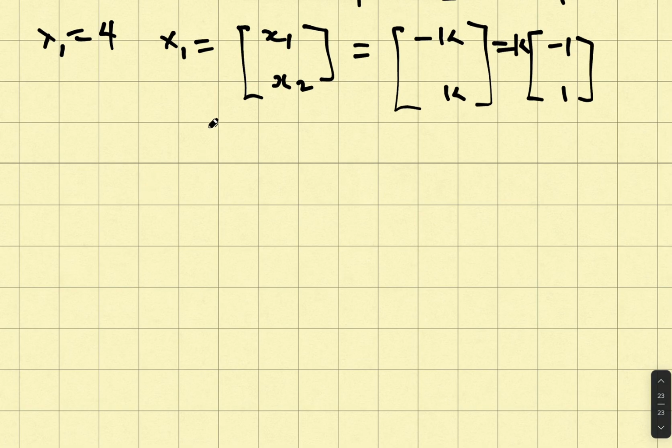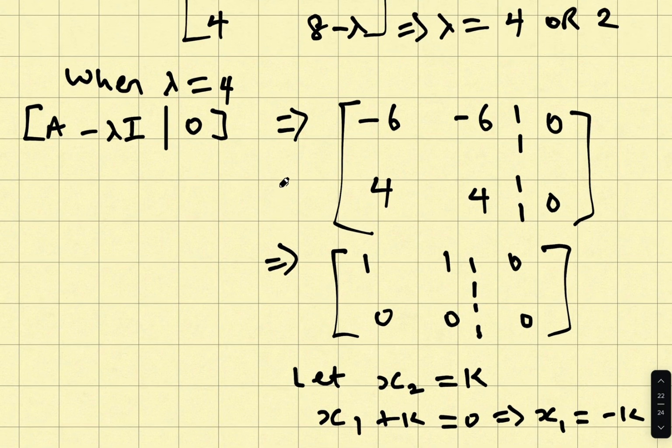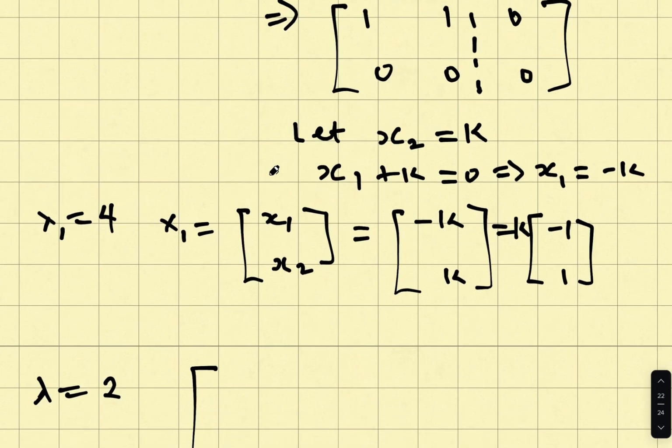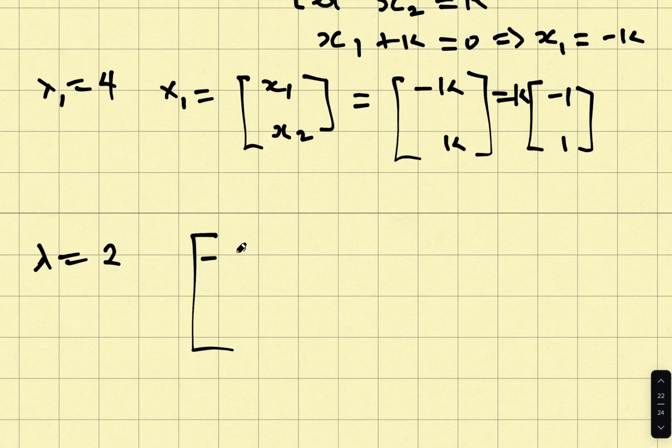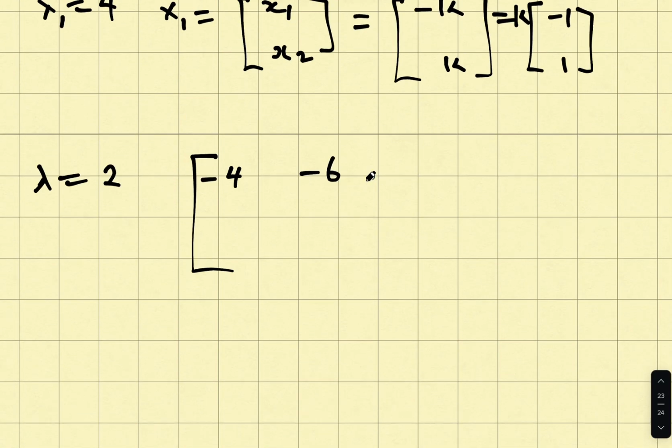So let's quickly find the second one. When lambda equals 2, we will do our augmented matrix again. Of course, we know that when lambda equals 2, this is still the expression. So we have negative 2 minus 2, that's going to be negative 4. So we have negative 4 and negative 6. And then also we have 4 here. We have 8 minus 2, that's 6. So we have 4 and 6.